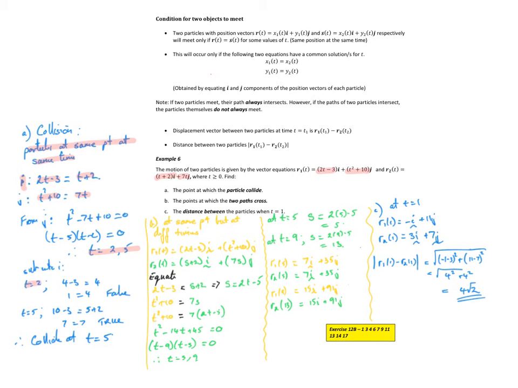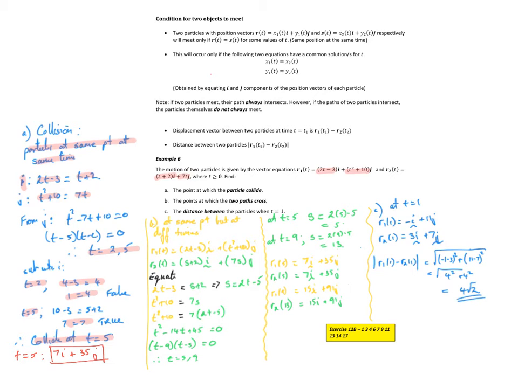Now, if I check at t equal to 2, the i components are at different points, so they're not going to collide. But if I check t equal to 5, we see the i components are at the same point. So that means at t equal to 5 seconds, the particles will both be at the same point and they'll collide. So at that point, we probably should put that in. At t equal to 5, what do we get? We get 7i plus 35j. So that's my point of collision.